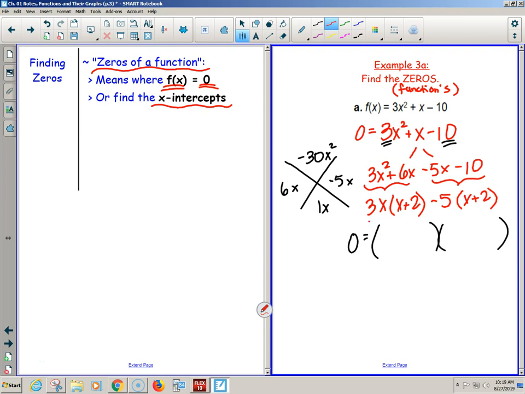Now, what's in common? There's an x plus 2 in both. So that comes out. And what's left when you pull out the x plus 2?